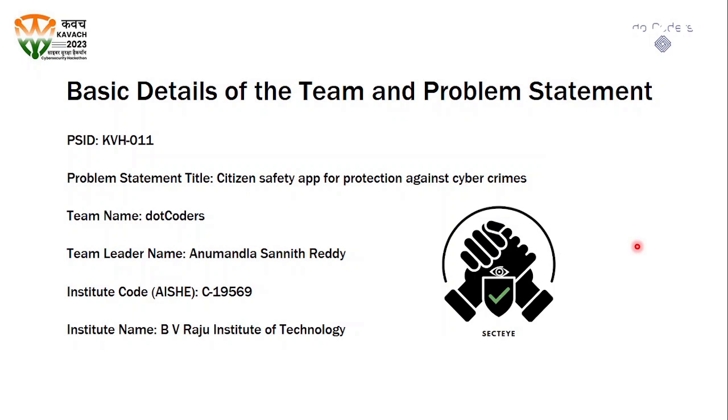Let me introduce a few facts. In 2019, we came to know that 44,735 cyber frauds happened, and in 2020 the number rose to 50,035, and in 2021 we noticed that 52,974 cyber frauds happened. Thus we can see an exponential increase, due to which many innocent people are getting affected and a lot of confidential information is getting lost.